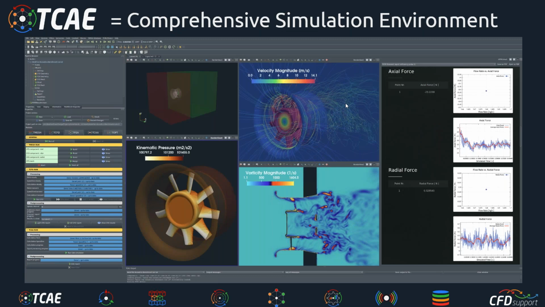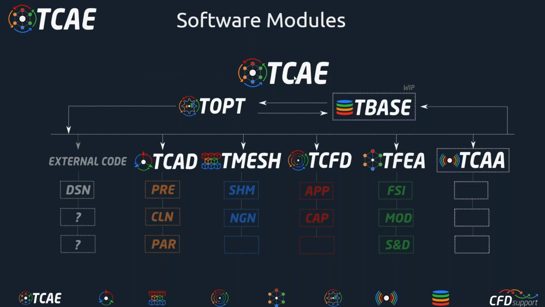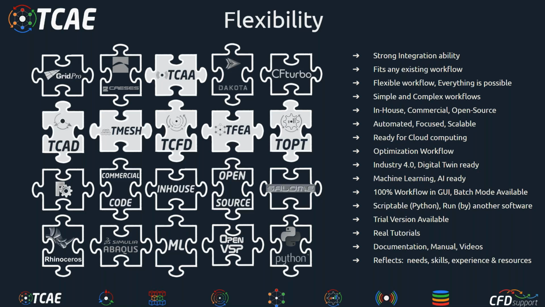We have created a comprehensive simulation environment called TCAE, where users can perform the simulations. TCAE consists of software modules which serve individual process parts. There's a module for meshing, for CFD, for FEA, or for acoustics. There's also a module for optimization, and other modules are still to come because we are developing this environment at a very quick pace according to modern trends.